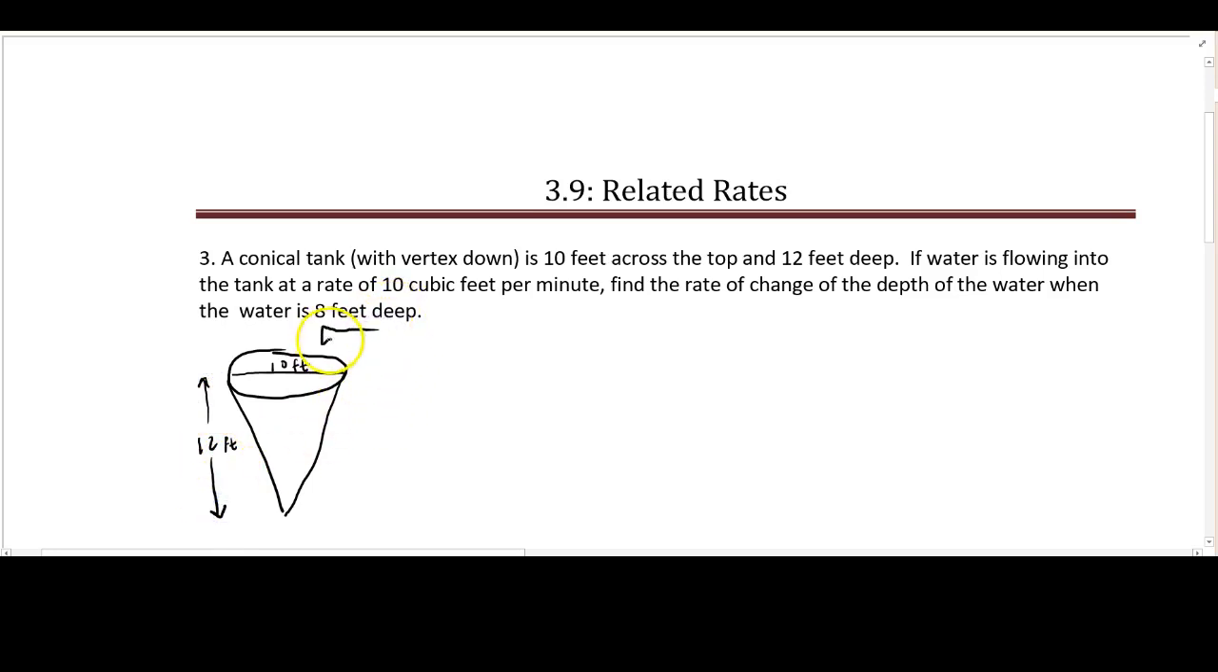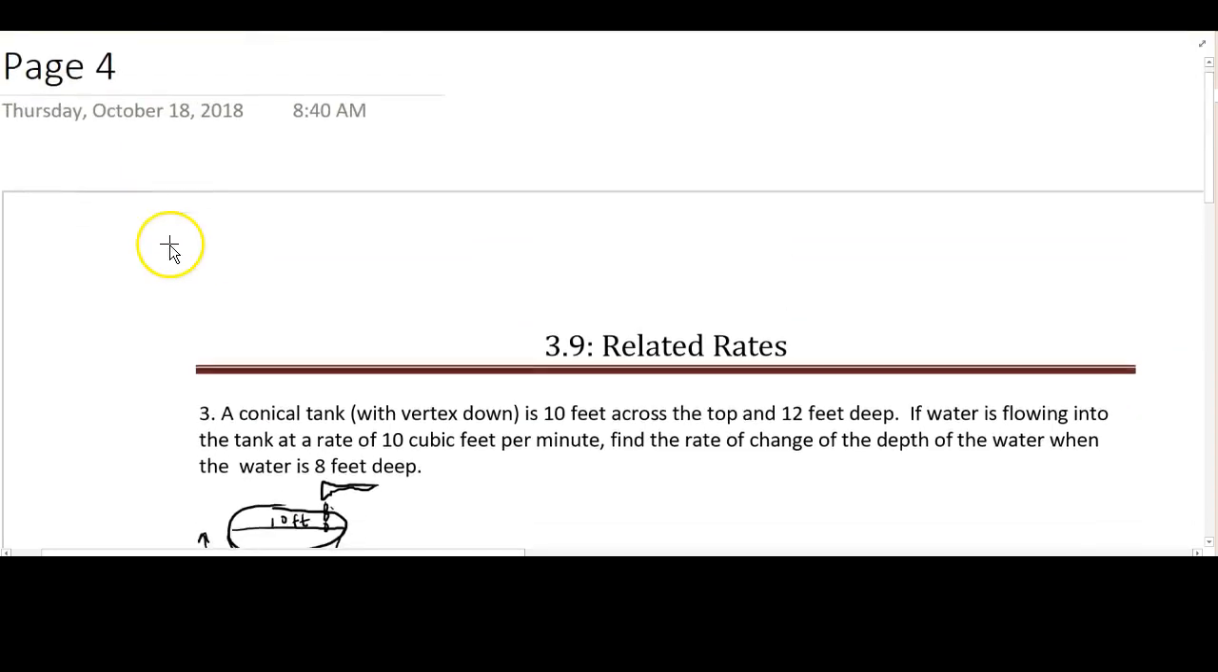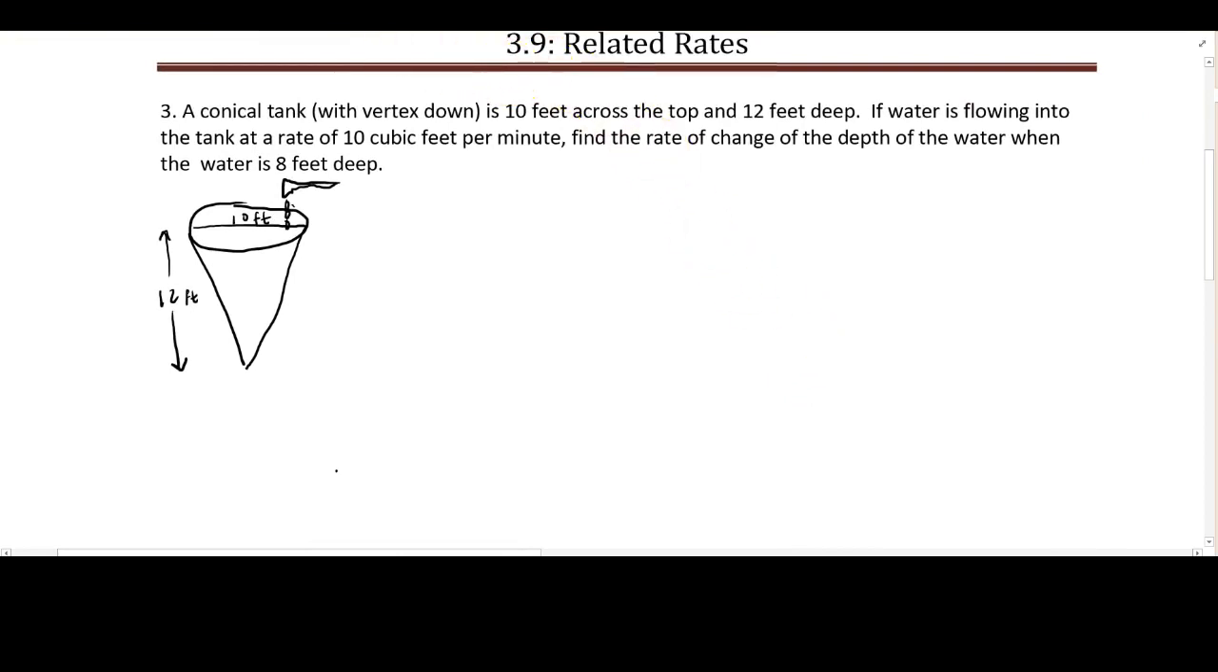We also have water flowing into the tank, filling it up. As it does that, the water creates a cone inside the tank. It's just this smaller cone here, and that is what the rate that's given is for. The water is flowing into the tank at a rate of 10 cubic feet per minute, so the volume of this cone here is changing by that amount.